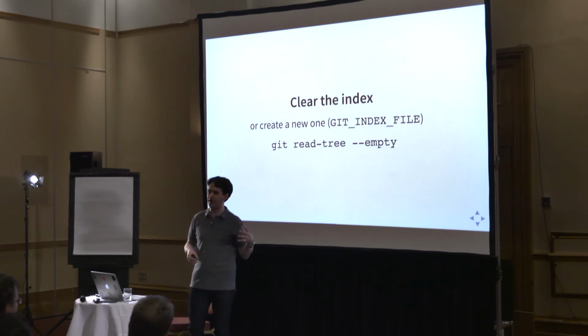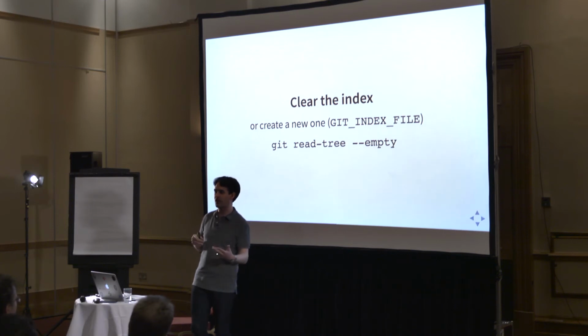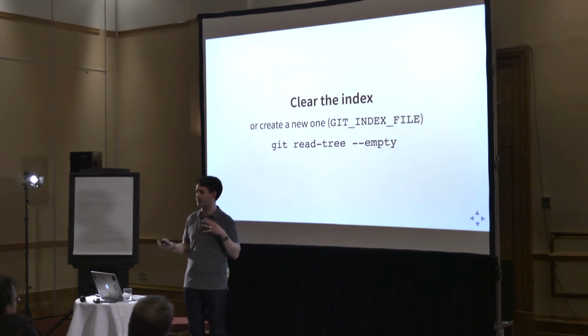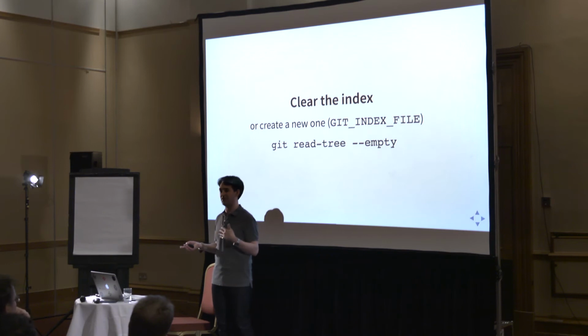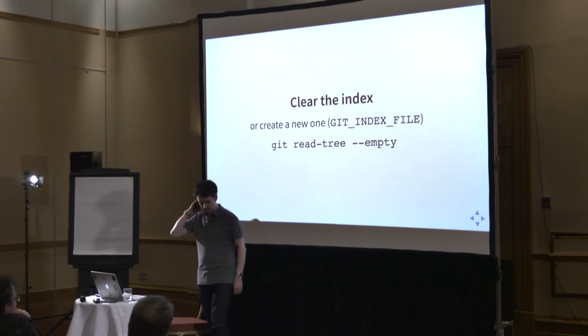And the other thing I note on here is sometimes it's useful to make a second temporary index while you're fiddling with things, and then you may want to go back to the original index. And you can do this just by setting the environment variable GIT_INDEX_FILE to something else.